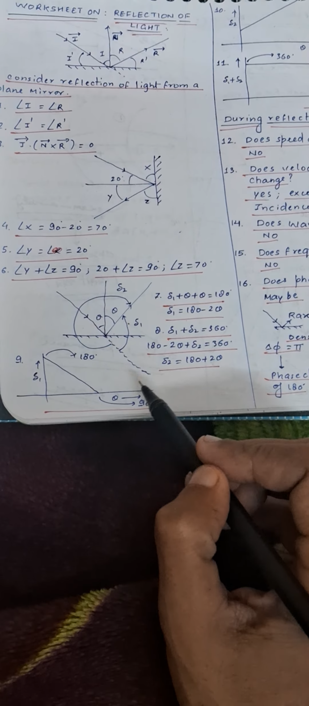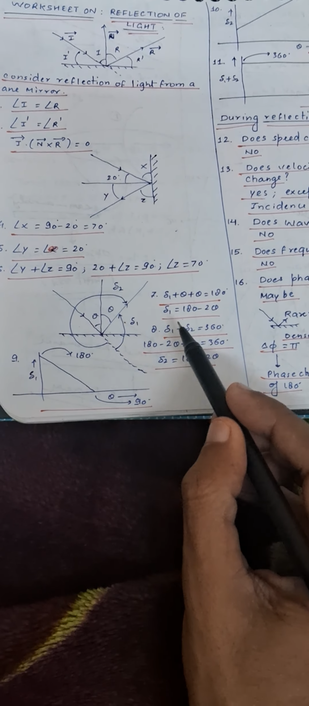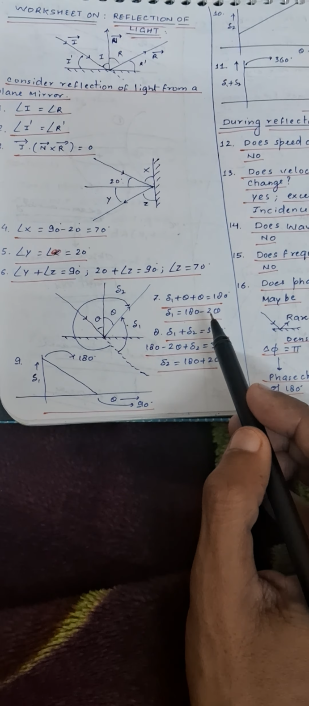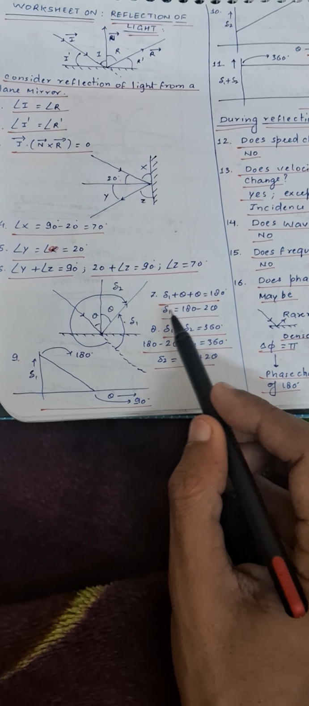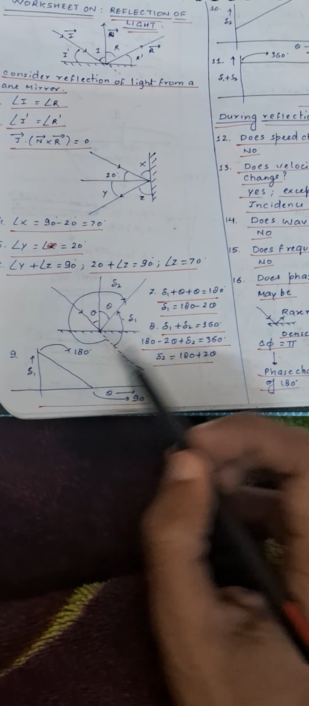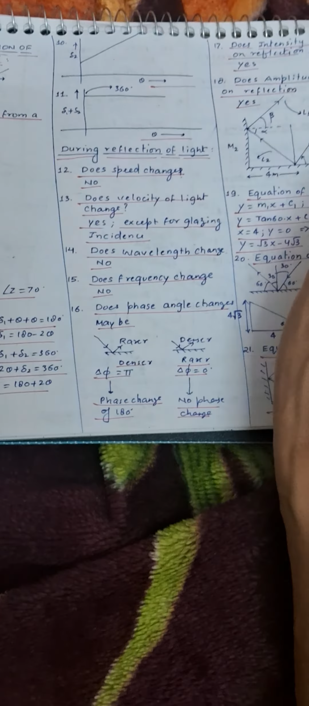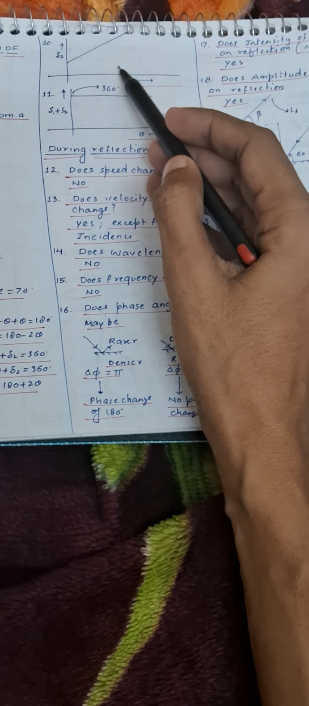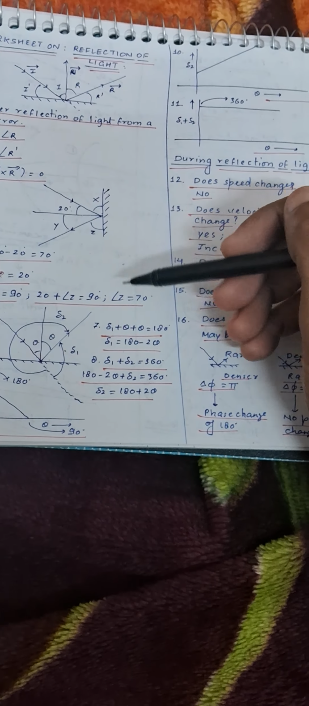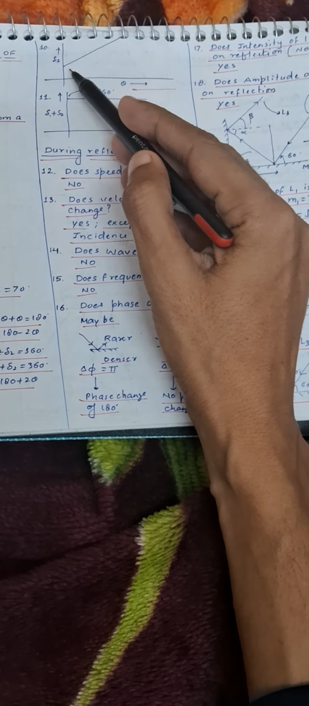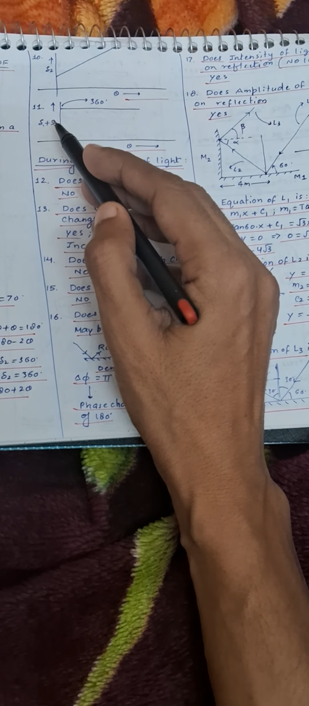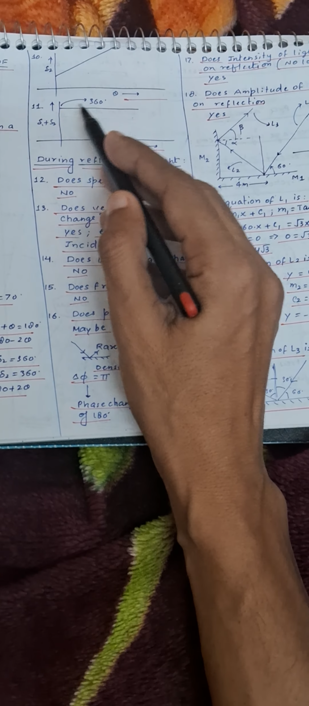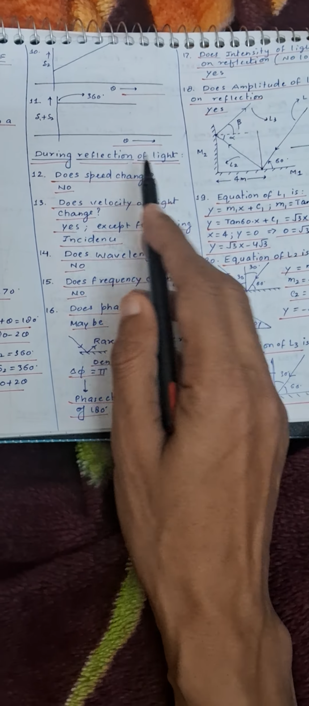Then it's question number 9. Here we have to draw the graph between del 1 and theta. At theta equal to 90, del 1 is 0, and at theta equal to 0, del 1 is 180, so the graph will be like this. Next is the graph of del 2 versus theta. Del 2 is 180 plus 2 theta, so its graph will be like this. Then if you draw the graph of del 1 plus del 2, which is 360 degrees, the graph will be like this.